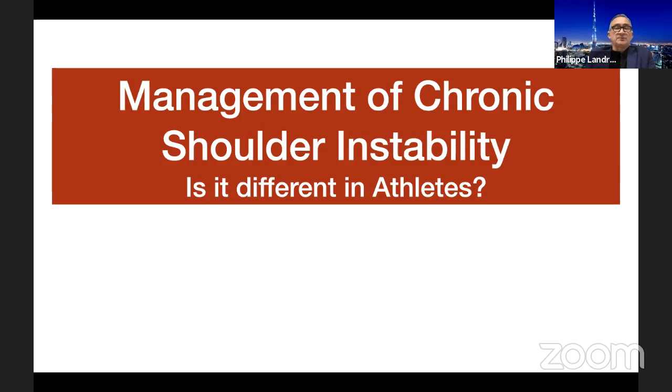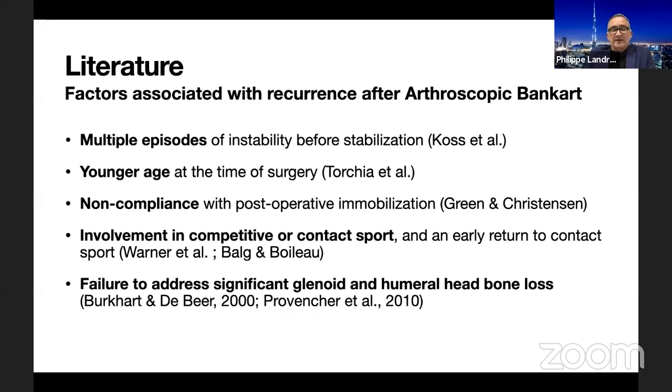Now, the third topic, the third question, is about the management of chronic shoulder instability. Is it different in athletes than in normal non-athletes? What does the literature say? The factors associated with recurrence after arthroscopic Bankart are multiple episodes, younger age, non-compliance with postoperative mobilization, involvement in competitive or contact sport, this is clear, and of course, failure to address significant glenoid and humeral head bone loss. So we find at the end the same factors, with the main factors being the age, the contact sport and sport in general, and the bone loss and involvement.